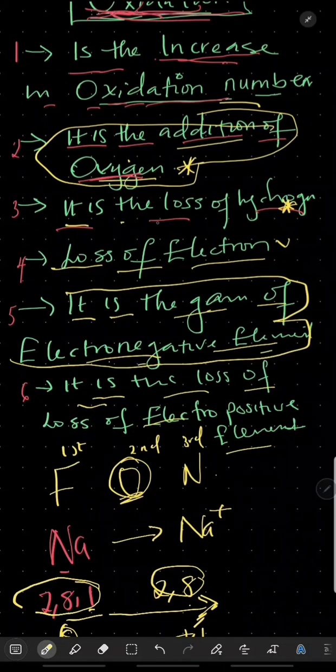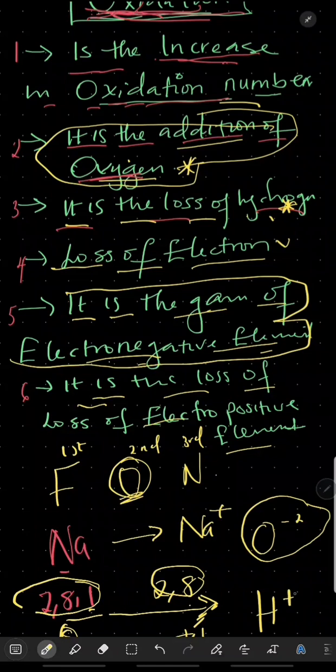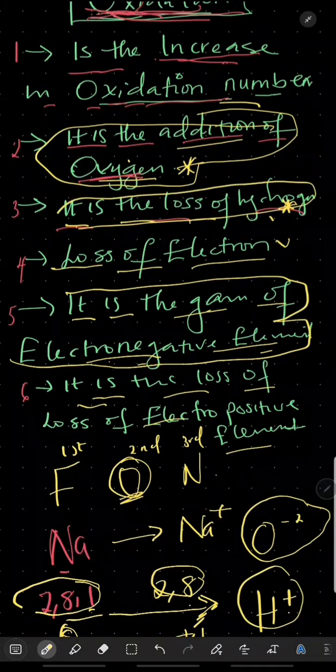Now look at it. It is the loss of electropositive element. If oxygen is to form an ion, it will form O minus, so it means it's an electronegative element. If hydrogen is to form an ion, it will form H plus. It is an electropositive element. So if it does not like hydrogen, then it can love electropositive element. And if it likes oxygen, it will like electronegative element.